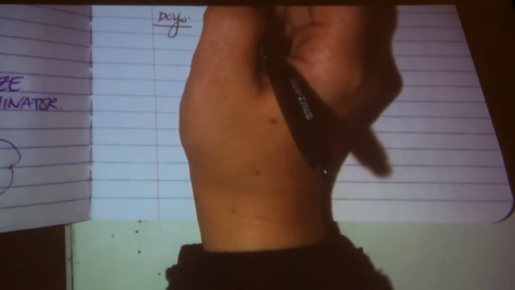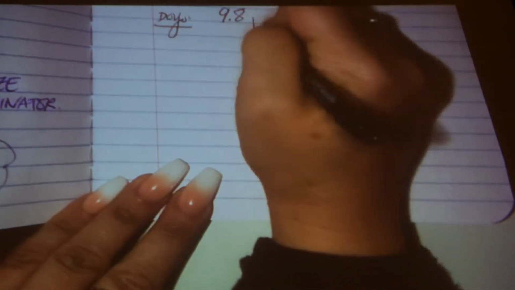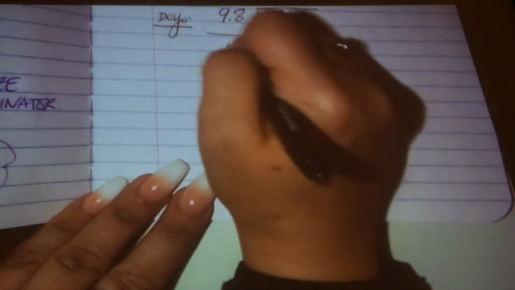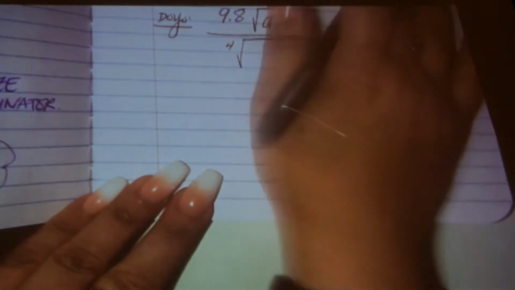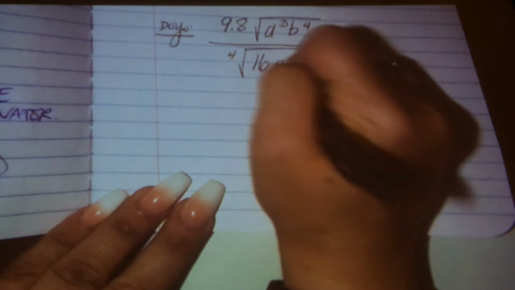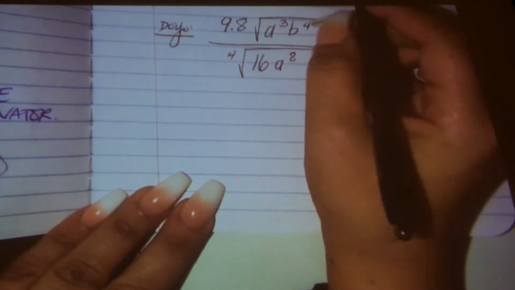Alright, can you guys do me a favor? Can you please try this one and see how far you can get without me? Can you try 9.8? This is number 8. A cubed b to the 4th over the 4th root of 16 a to the 8 and b to the 6.